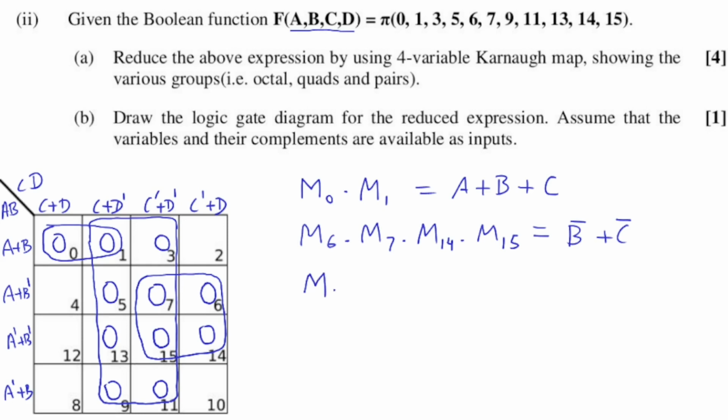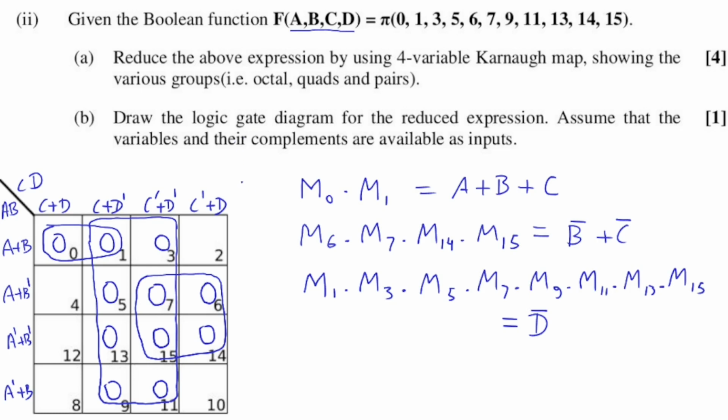And then we move on to our octet. Let's begin. M1 dot M3 dot M5 dot M7 dot M9 dot M11 dot M13 dot M15, and this is going to reduce to, all these variables will be removed from the side because everything is changing state on this side, and on top, if we notice, C is changing state, D complement is the same, so this will reduce to D complement.